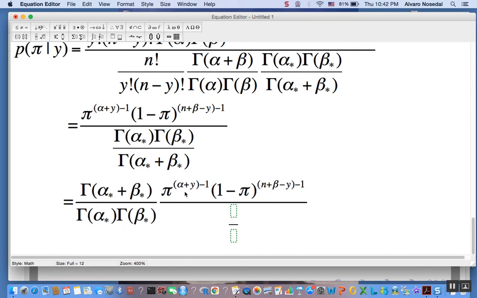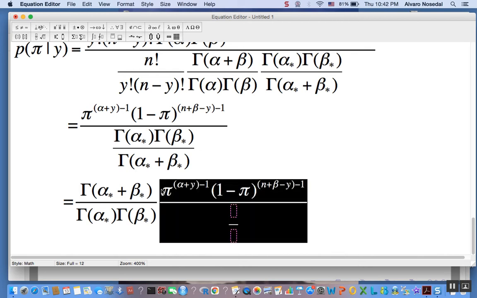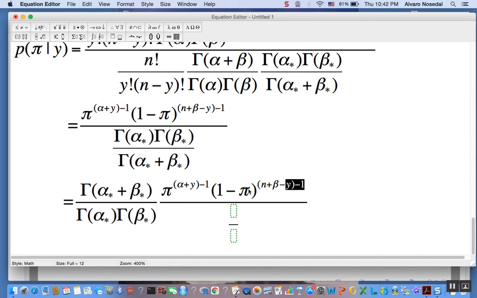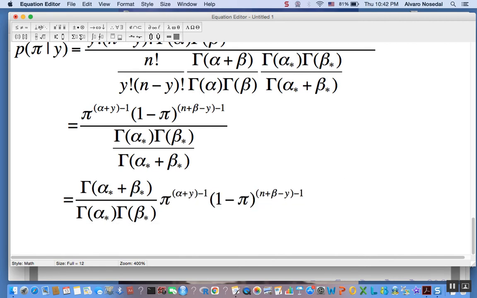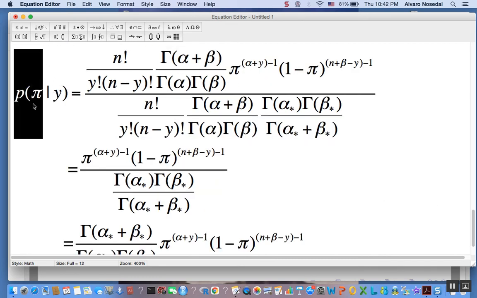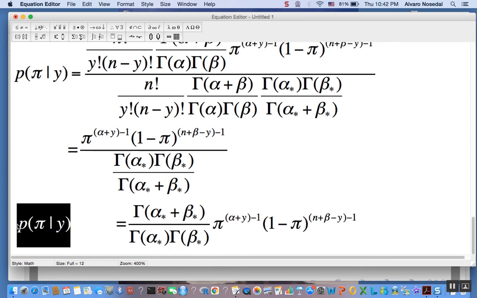Okay, makes sense? Let me just copy that. Then I'm going to get rid of that thing. I don't need it anymore. After simplifying a bit more, we realize that our posterior distribution looks something like this.